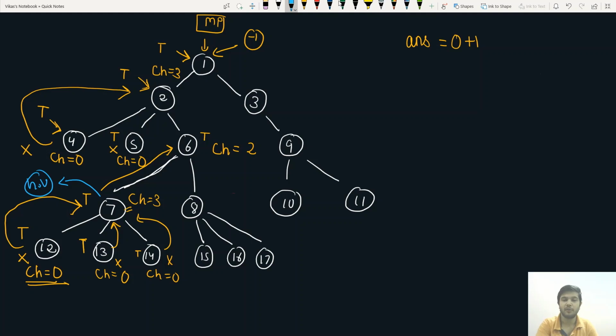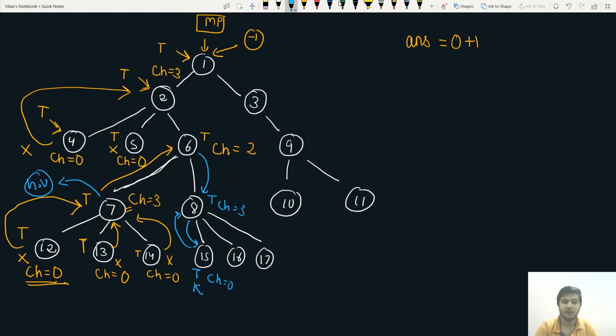Now we go for another possibility, another child of 6, that is 8. So we get here at 8. Now we are going to check, is there any children for 8? Yes, there are. So now we go for any one of them. Let's say we go for 15. We mark it as true. Now we check, is there any children for 15? No. So we fall back to 8. Now the children of 15 is 0 and the children of 8 is 3. So 15 is not a happy vertex.